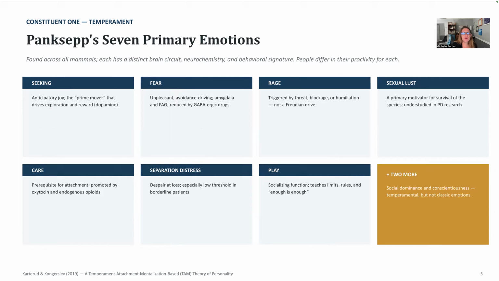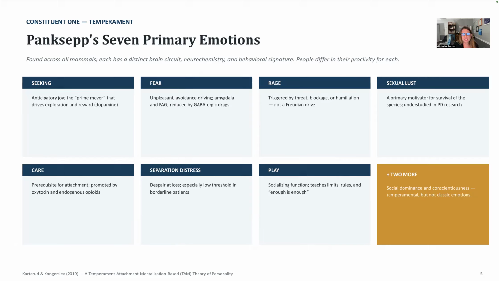And so now we go over the temperament part with the 7 primary emotions found across all mammals. Each has a distinct brain circuitry, neurochemistry, and behavioral signature. People differ in their proclivity for each, so how much of each shows up for them. Seeking, which is anticipatory joy. It's the prime mover that drives exploration and reward. So some of us are seekers, and we really love the dopamine, or we have high dopamine systems.